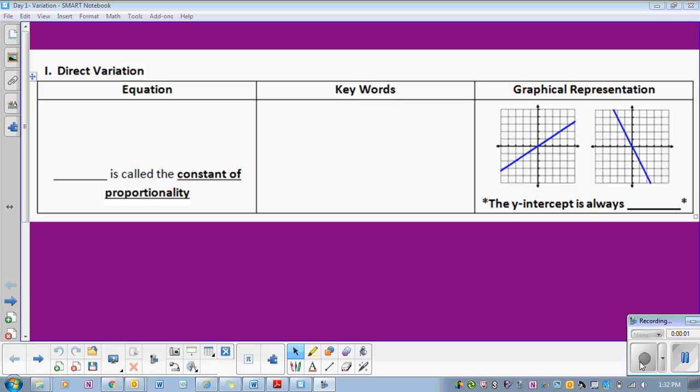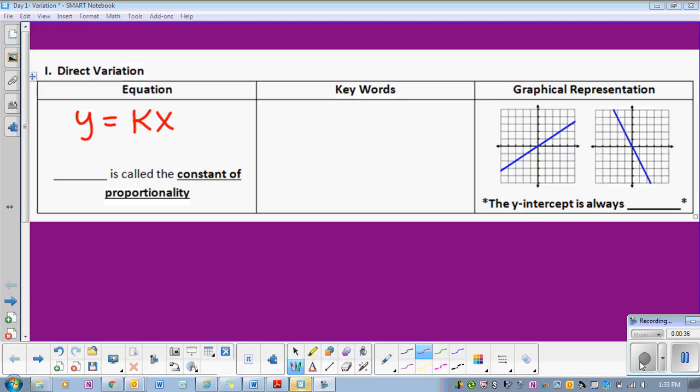Unit 6 today, we're going to talk about variation, all right? So variation has 3 different types. The first one that we're going to look at is direct variation. The equation that you want to be familiar with is y equals kx. Direct variation is a direct line. Think of it as a direct line or multiplication.